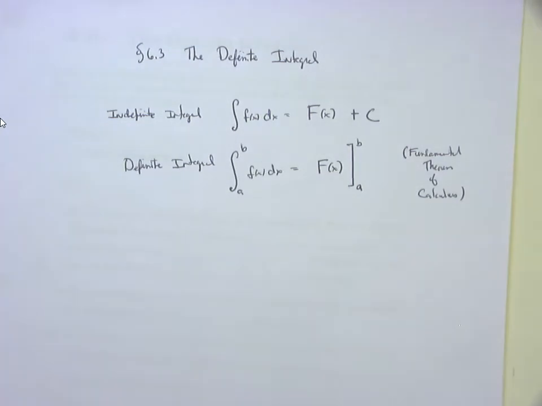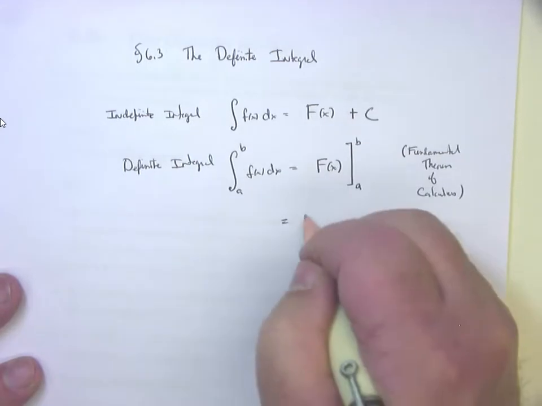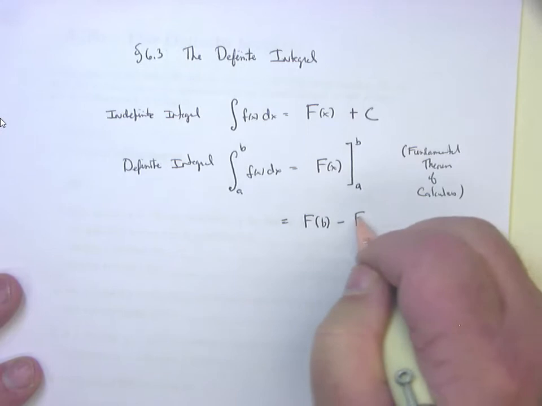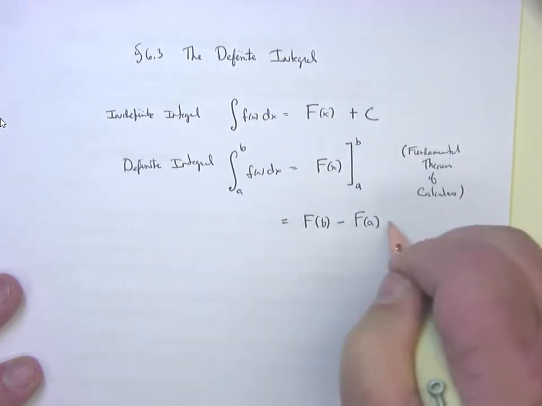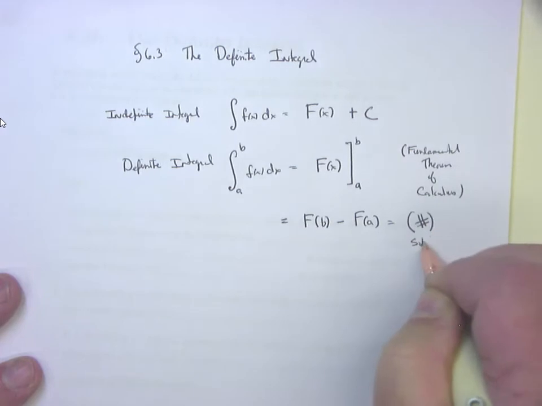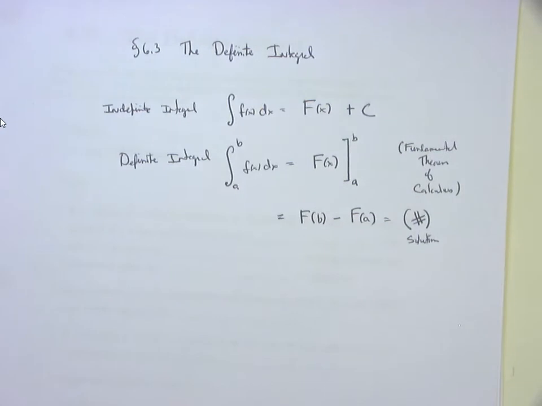What you do is you evaluate, plug in the upper bound, that will become a big F of b, minus plug in the lower bound, big F of a. And when you're done with this thing, you're going to get a numerical solution. It's going to be a number. Now we'll get into the next section. This number is going to represent this idea of area under the curve, but wait on that. We'll get to that later. But you're going to get a numerical value.